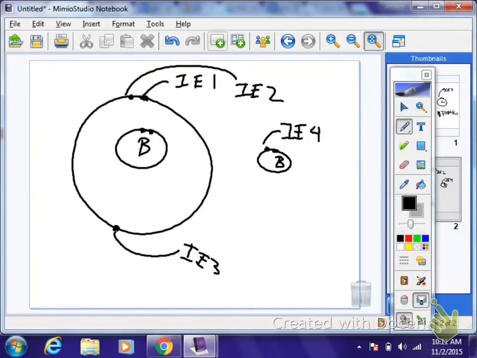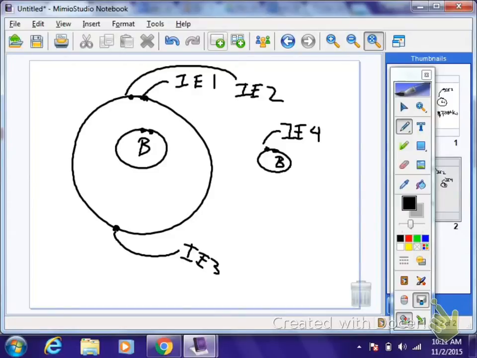Okay? So what's the reason? Why does that happen? Because electrons are trying to be taken out of an energy level that's closer to the nucleus than the outer shell would be.